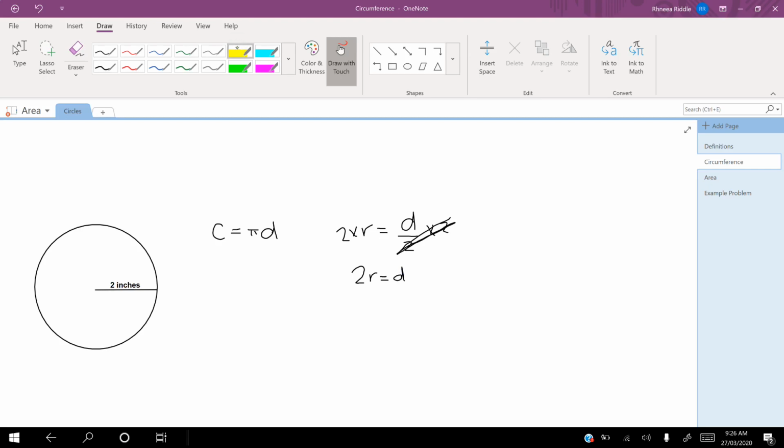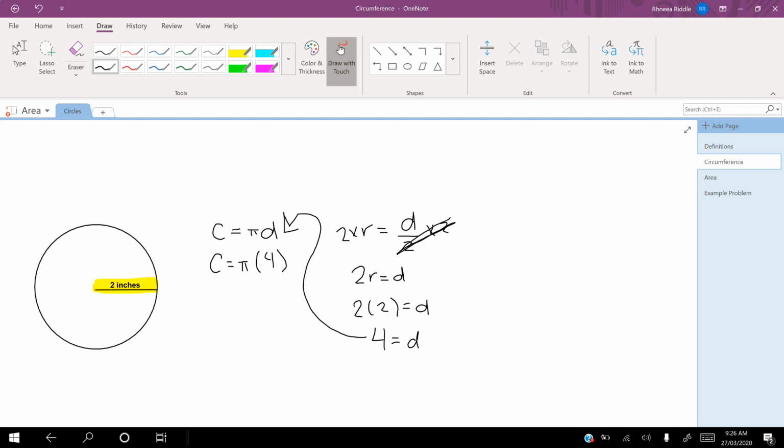And over here we see that the radius is 2 inches, and it tells us on our diagram. So we're going to do 2 times 2, because that's what r is, to equal d, and we get 4. So our diameter is 4. So we're going to take that and plug it in over here. So we are going to get circumference equals pi times 4.